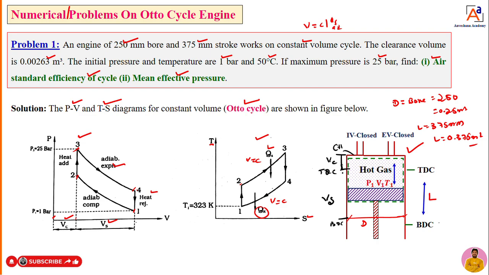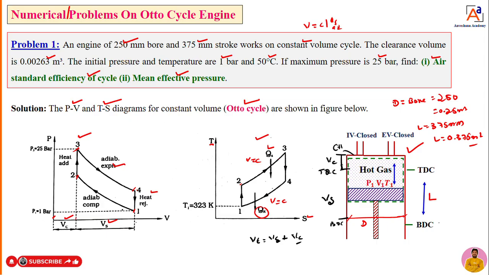That is nothing but what? Clearance volume. When we add VC and VS, we get one more volume, which we can call the total volume. The total volume is nothing but what? It's the summation of swept volume and clearance volume. Okay, that data he has already given.